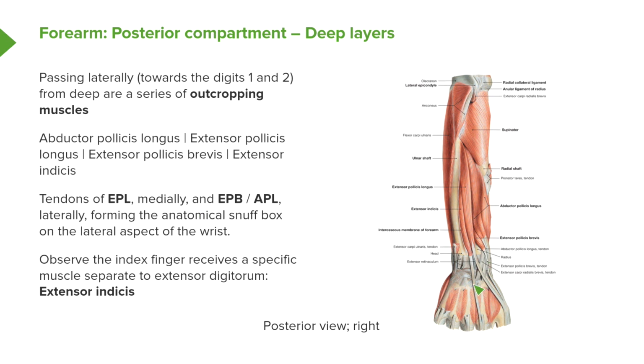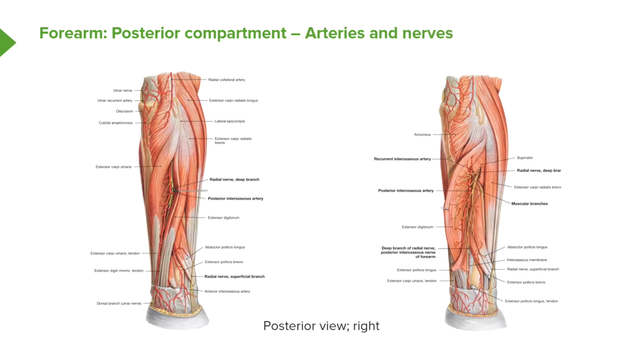You can also observe that the index finger receives a specific muscle, and this is very separate and distinct to extensor digitorum, and this is extensor indicis. We'll come back to the anatomical snuff box when we look at the dorsum of the hand.